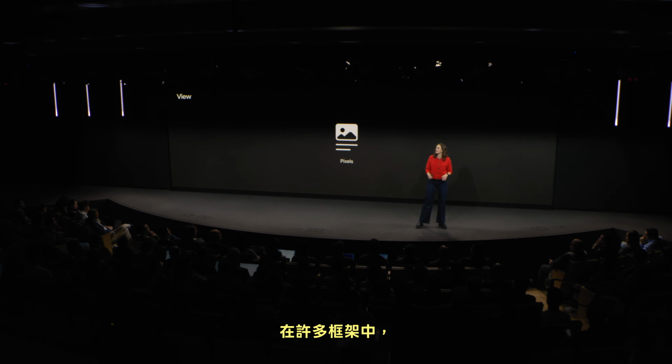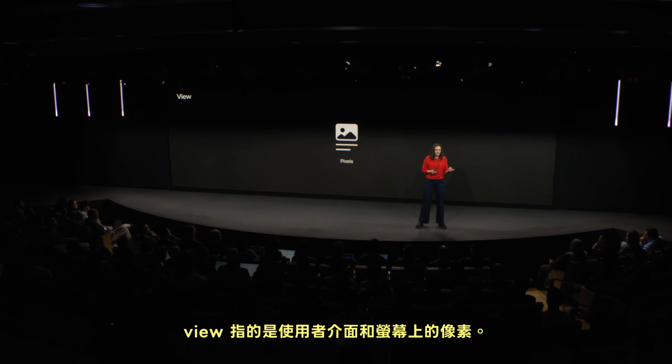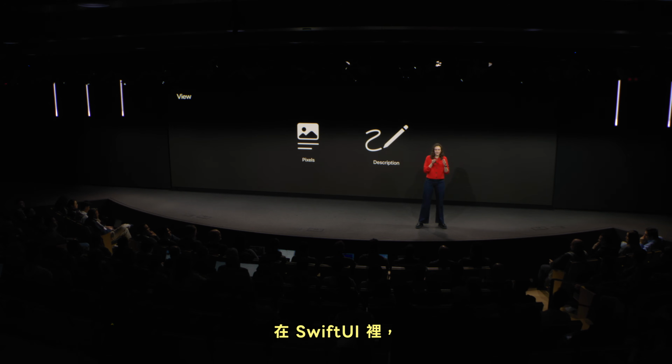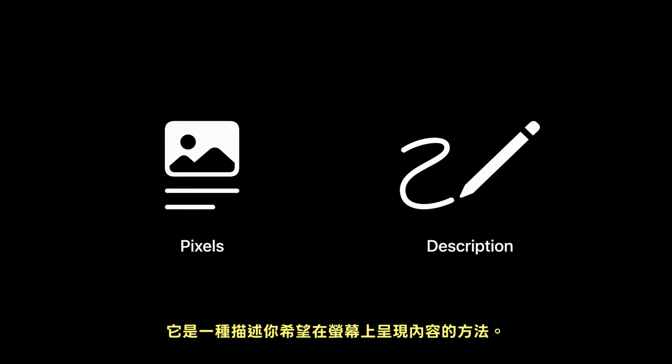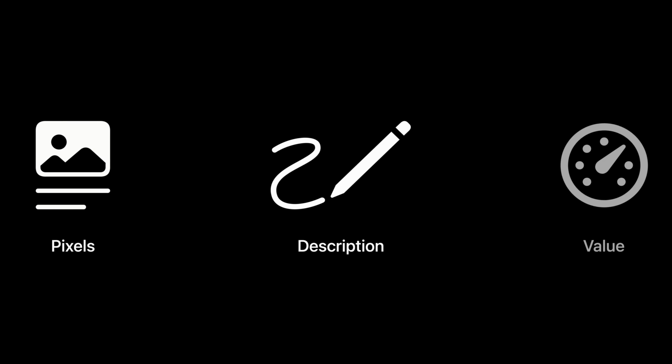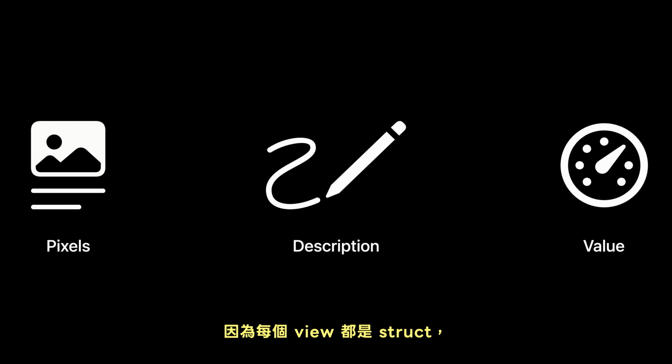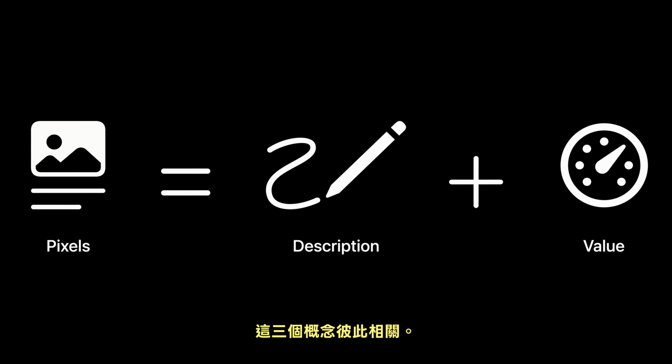In many frameworks, view refers to the user interface and pixels on the screen. In SwiftUI, a view is also a protocol. It's a description for what you want on the screen. Because each view is a struct, each instance of a view has a particular value. These 3 concepts are all related.